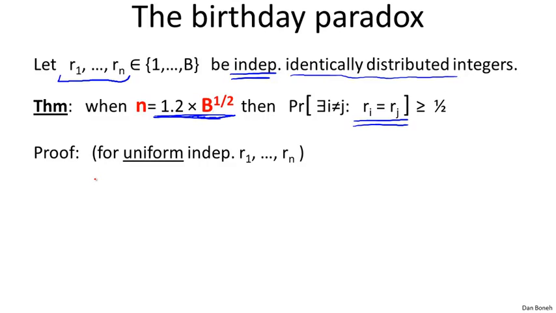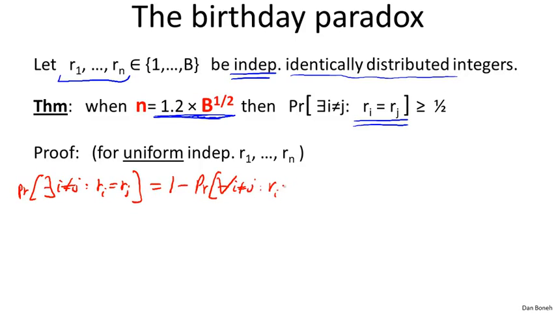Okay, so let's do the proof. It's actually not difficult at all. We're asking, what is the probability that there exists an i not equal to j such that r_i is equal to r_j? Well, let's negate that. That's basically 1 minus the probability that for all i not equal to j, we have that r_i is not equal to r_j. This basically means that no collision occurred among the n samples that we chose.